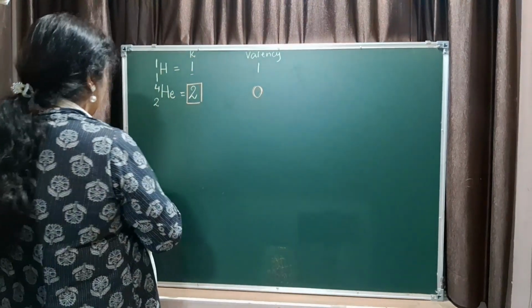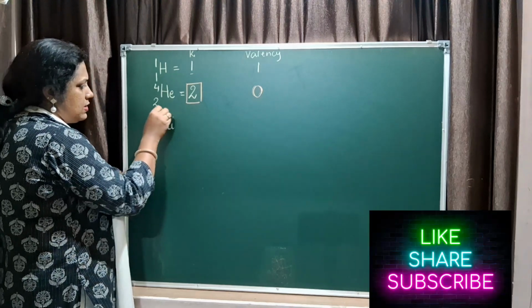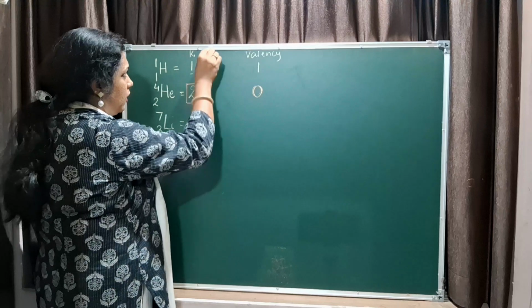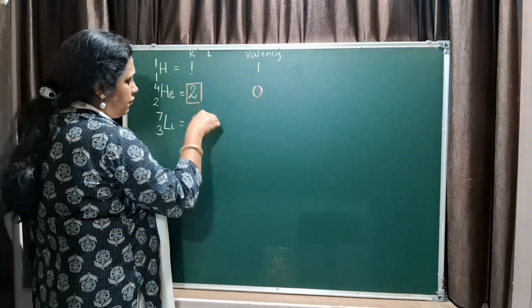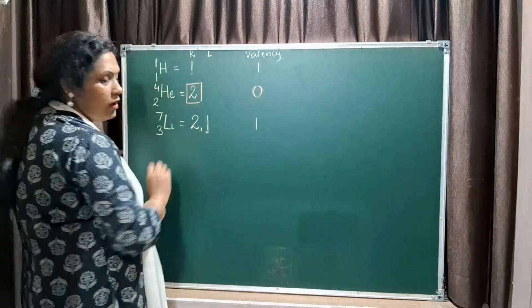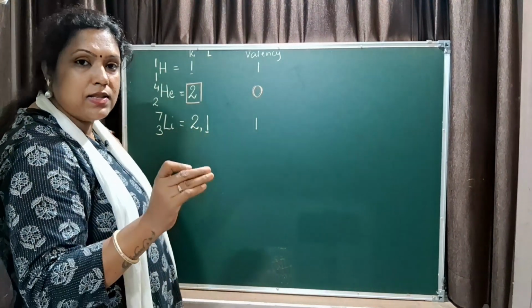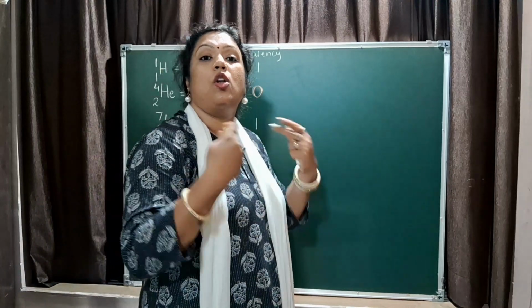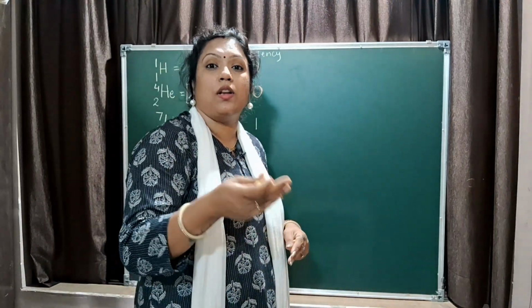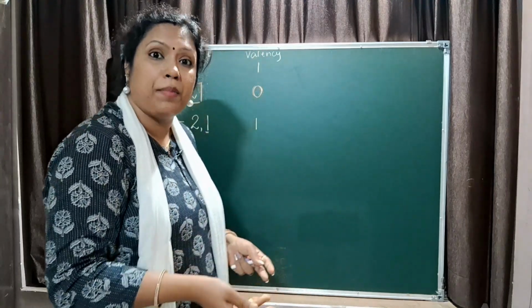Then you have got lithium, that is 3 and 7, electronic configuration 2, 1. K shell is full, L shell starts getting filled. So valency is 1, because this 1 electron has to be lost. So a valency basically is number of electrons lost or gained so that they can get the stable electronic configuration and participate in chemical reactions, formation of compounds.